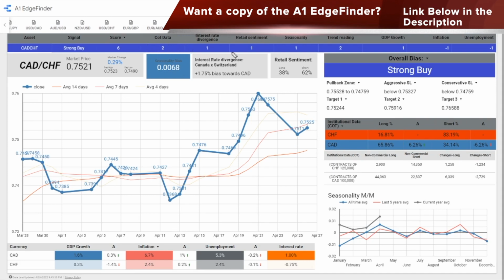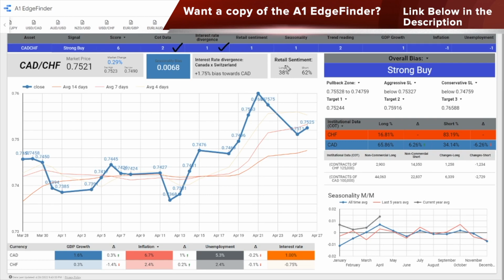Next up is interest rate divergence. This is another metric that we added, and basically it compares the interest rates of the two currencies. We know that, generally speaking, a currency with a higher interest rate and a sound underlying economy is more attractive. So when we look at Canada relative to Switzerland, Canada has a much higher interest rate. In fact, they're at 1% interest rates, and Switzerland has a -0.75. So when we compare those, there's a bias towards buying CAD. That category gets a +1. So now we have those two done.